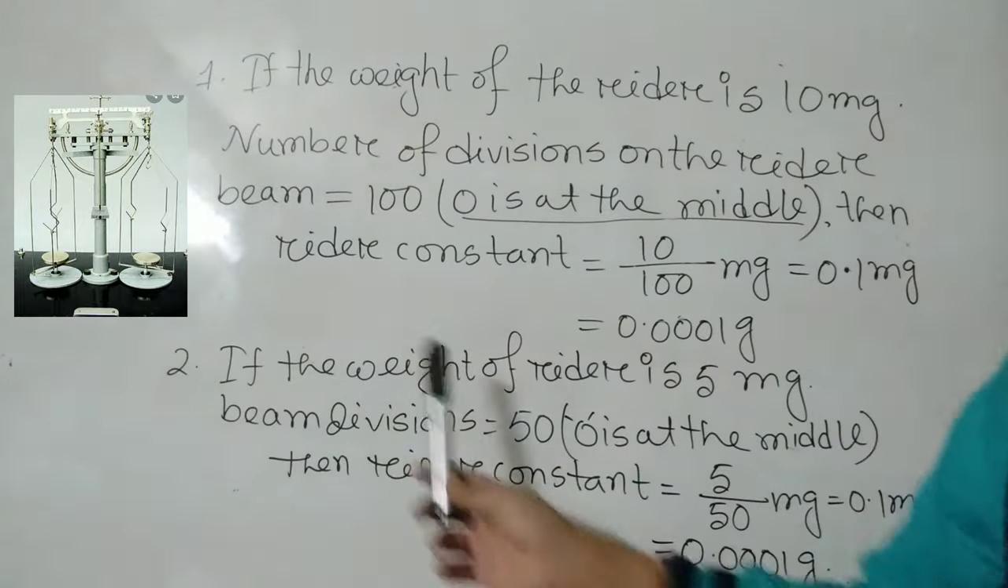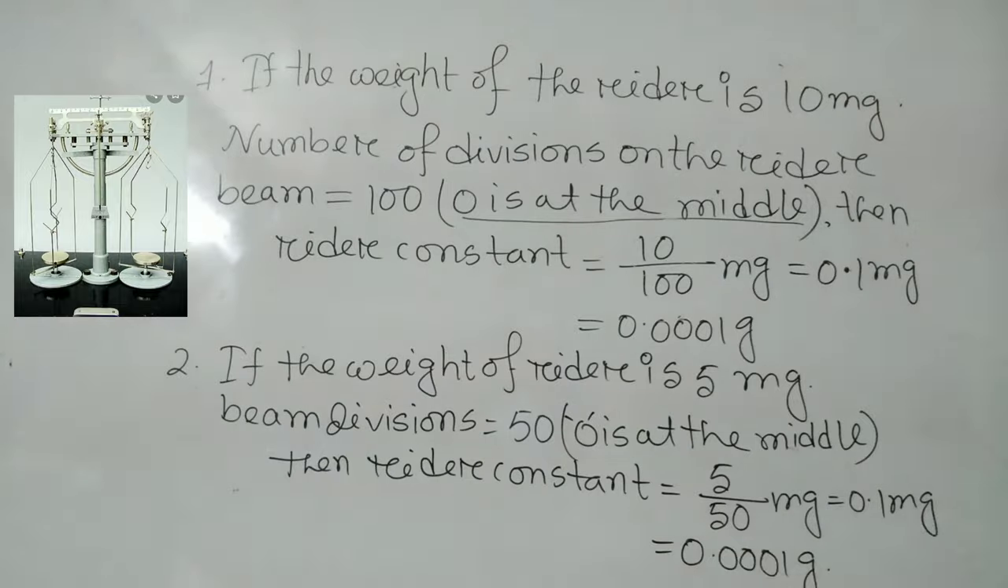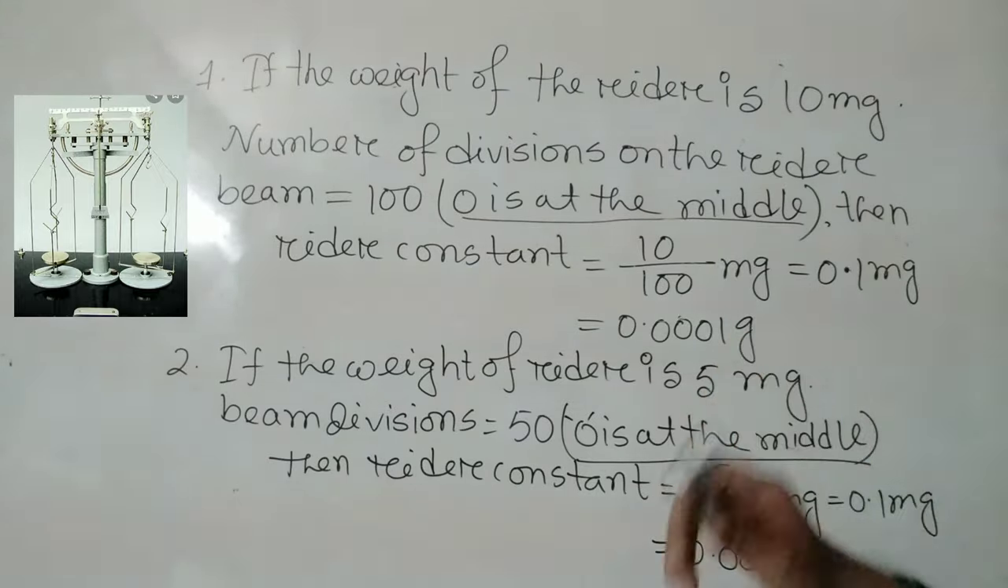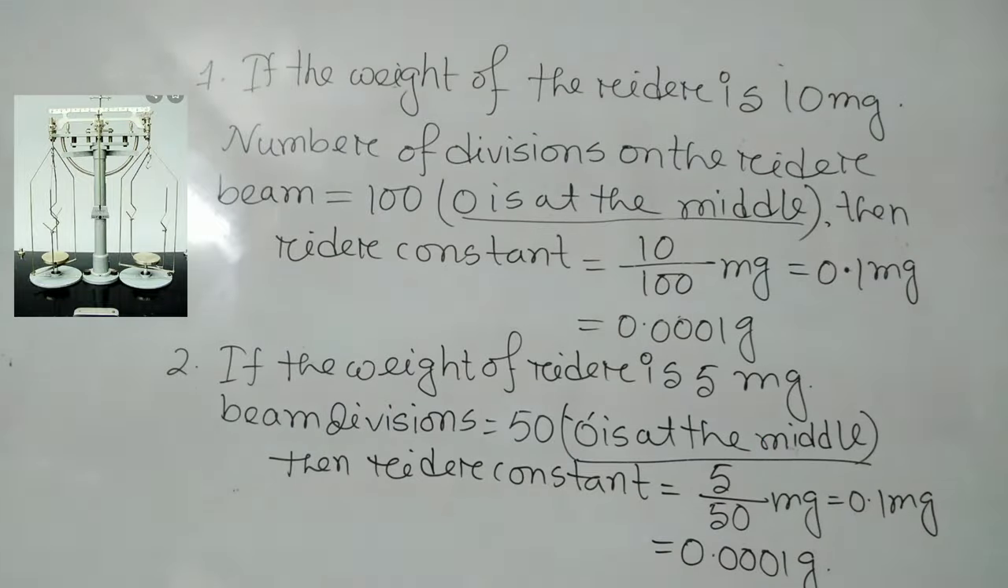Again, if the weight of the Rider is 5 milligram, beam divisions equal to 50, and 0 is at the middle. Here also 0 is at the middle. Then Rider constant equals the weight of the Rider, that means 5 divided by 50 beam divisions, equal to 0.1 milligram, which is 0.0001 gram. So we can calculate the Rider constant by dividing the weight of the Rider by the beam divisions.